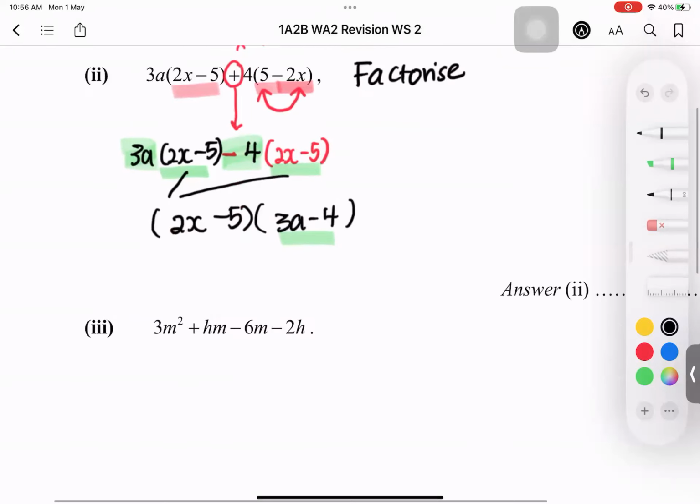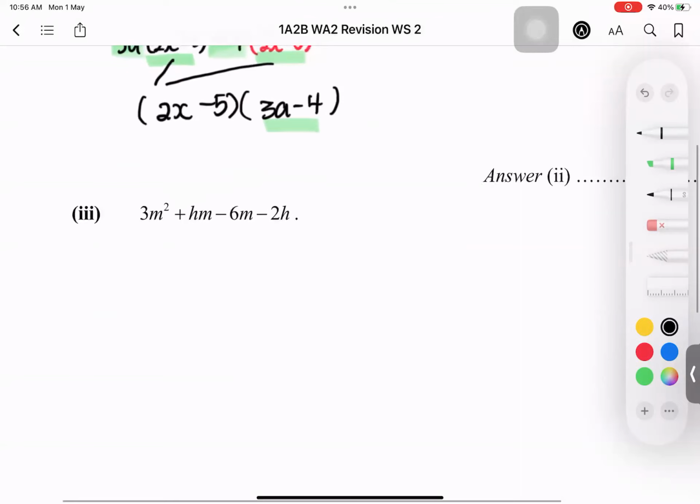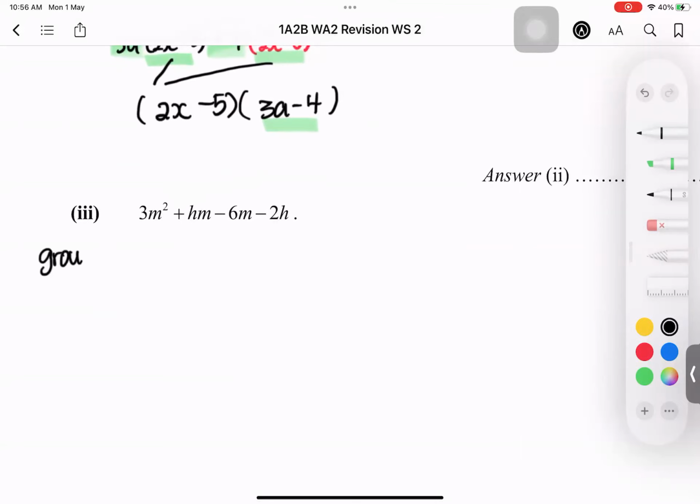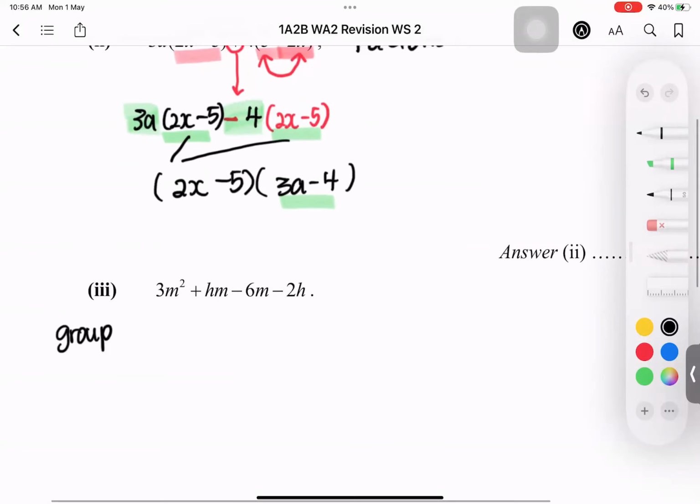Next part, this one never tell me anything. So first step, I must rearrange, I must group together. Can you move up a little? Okay, can. 3m square. Who do you want to pair 3m square together with, which number? Anyone? Rearrange. Negative 6m. Okay, we rearrange, we put it with minus 6m. No problem.